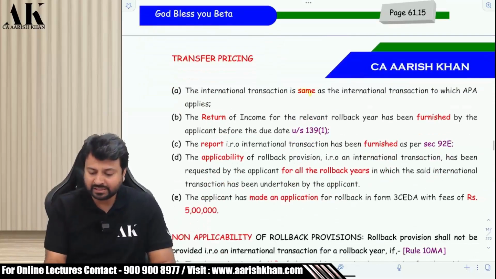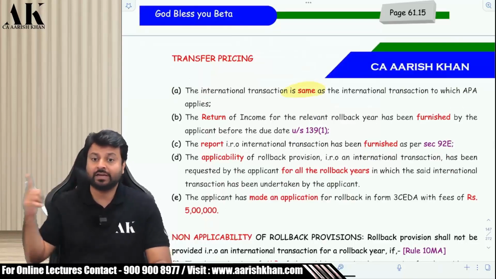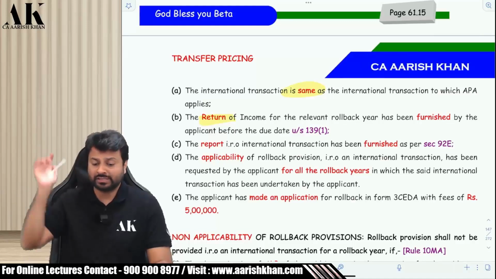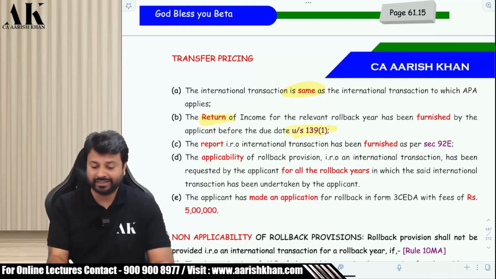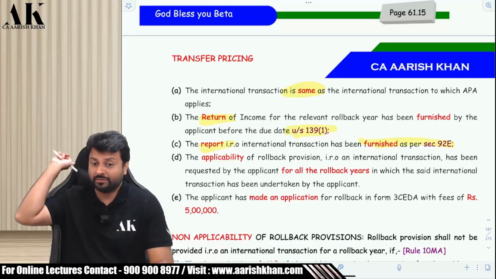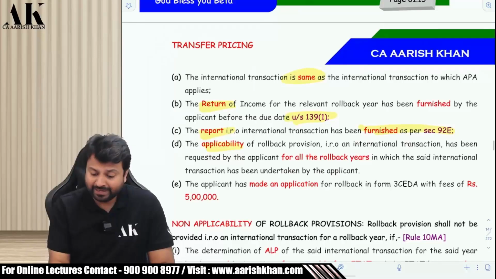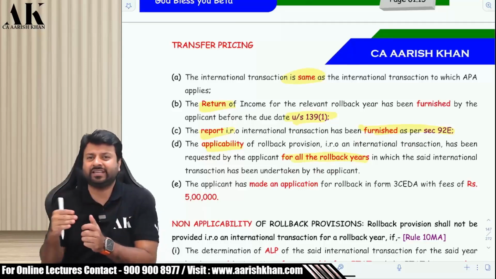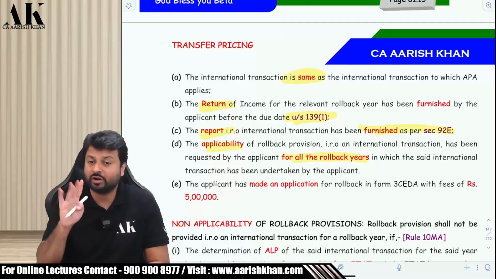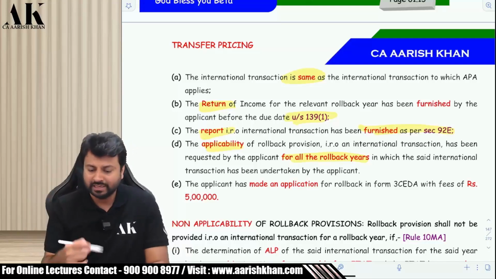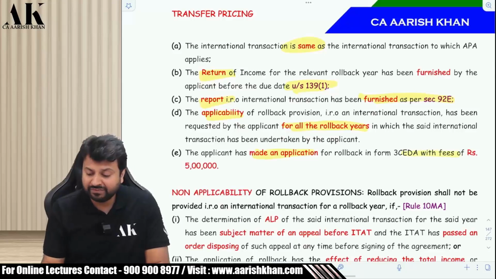First, the international transaction of your future year and the past year has to be the same. Second, you should have filed the return of the past 4 years on time, on or before the due date of filing of return. Third, you should have furnished form 3CEB properly and on time for the last 4 years. Fourth, the applicability has been requested for all the rollback years. You cannot be selective, that I want to apply for 3 years or 2 years. You either come for all 4 years, or you don't come for any of the years. Last, you have to make an application with a fee of 5 lakh rupees.